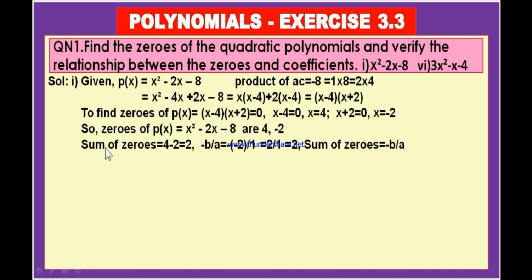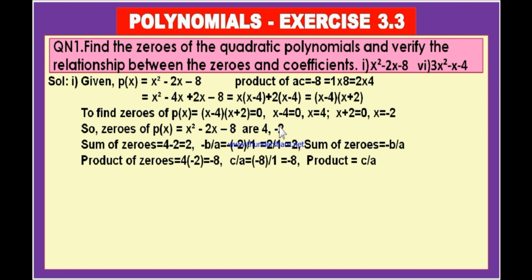If you observe, the sum of the zeros value is 2. By finding the value of minus b by a also we got the same value. Therefore, the sum of the zeros is equal to minus b by a. And now let us find the product of the zeros. Product of the zeros means here one zero is 4 and the second zero is minus 2. If you find the product, 4 into minus 2 is minus 8.